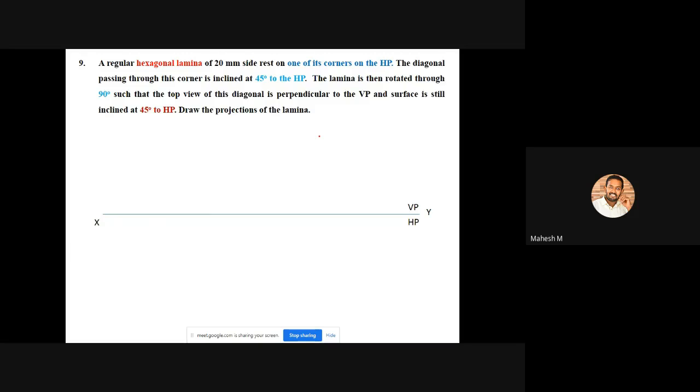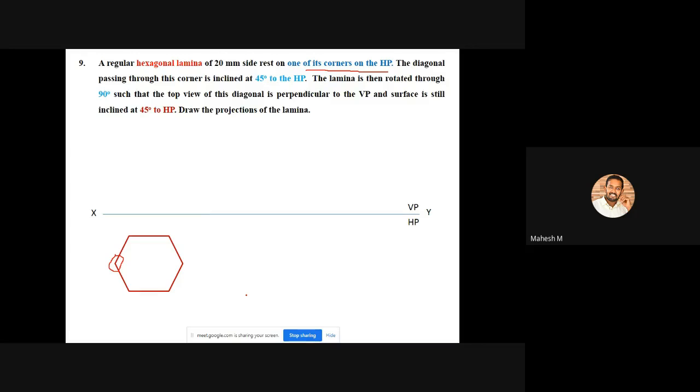So please create this horizontal line exactly at 0 degrees, and you can create your required hexagon exactly on the top view position, because our condition is one of its corners on the HP. So the left side of this diagram should be a corner. And if it is on the HP, we have to create the hexagon exactly on the top view position.